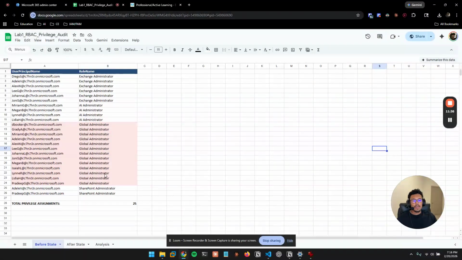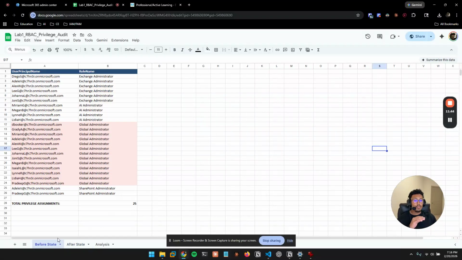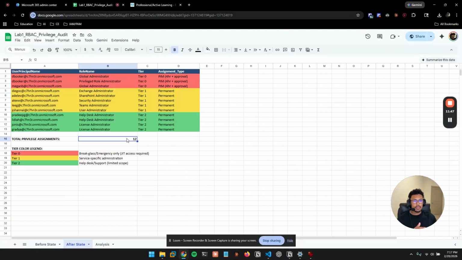So now that we talked about kind of the before state, I'm going to show you guys what the after state looked like. So I minimized it by over half, went from 25 to 12. And this was really cool. I went ahead and I color coded the different tiers that we just talked about. So obviously, like I said, these are the accounts with their roles, what tier they are, and then the assignment types. And now this PIM stands for Privileged Identity Management.